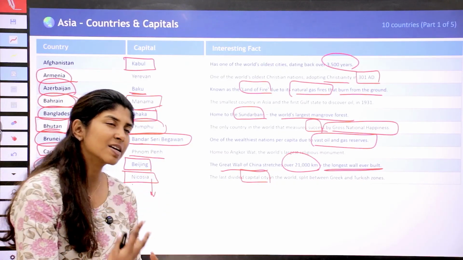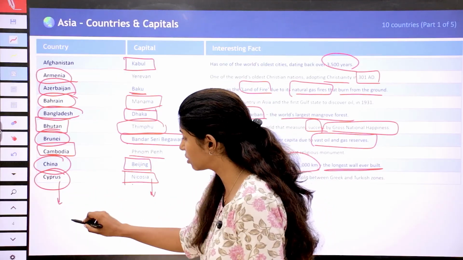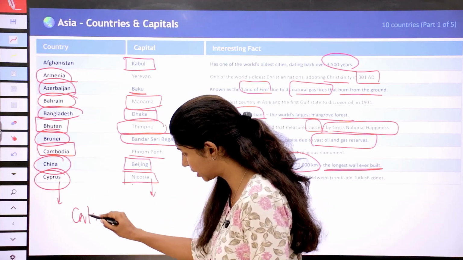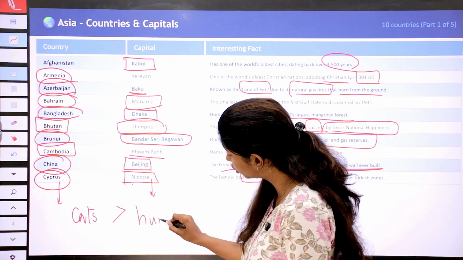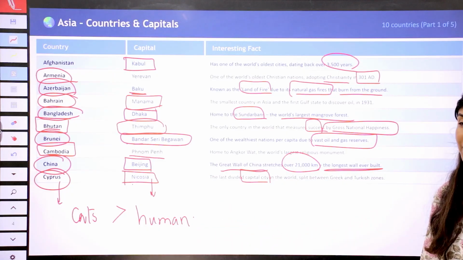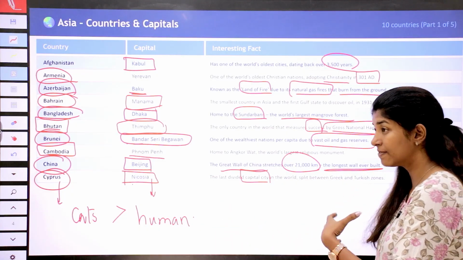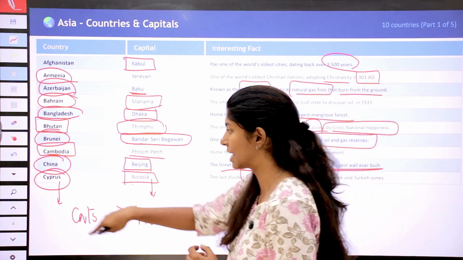Now, another interesting fun fact about Cyprus is that it is called the land of cats, because here the cat population is more than the human population. That's why Cyprus has a lot of cats, even more than humans themselves. And that's why it's called the land of cats.